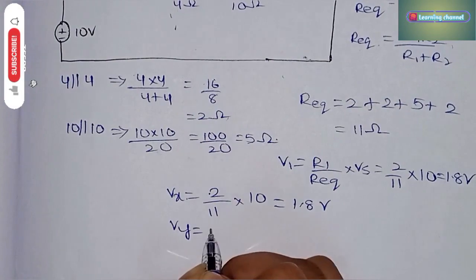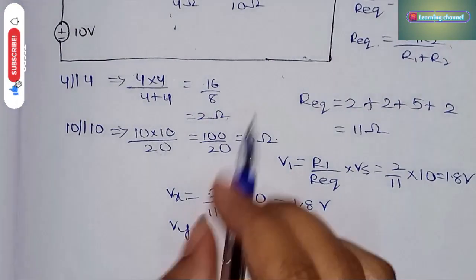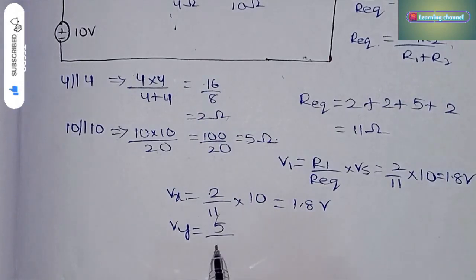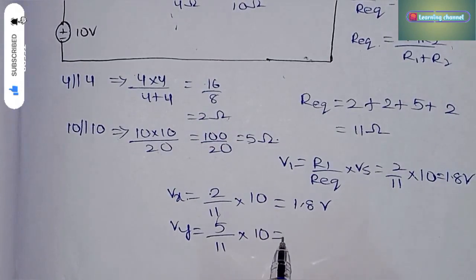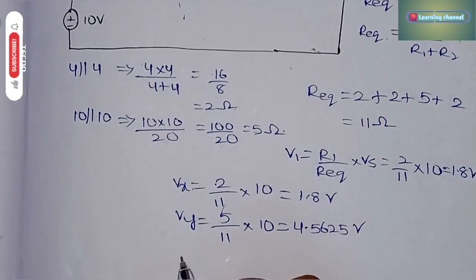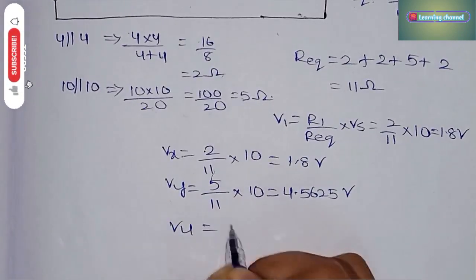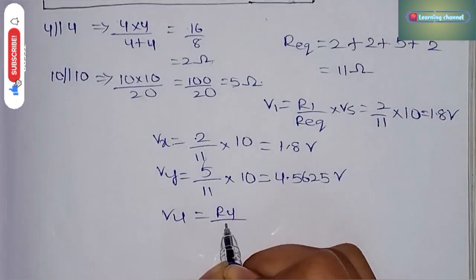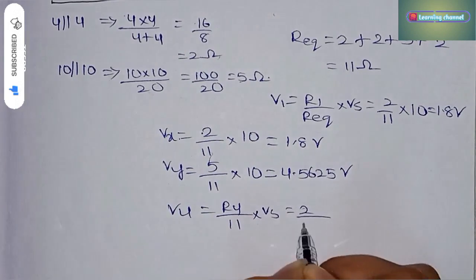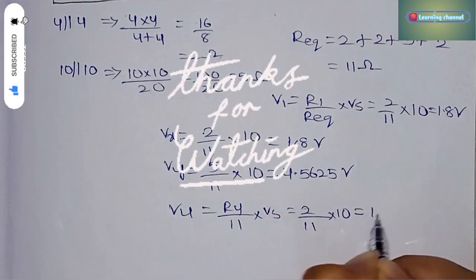The Vx value, the voltage across Vx, has resistance 2, so 2 by 11 into 10, that is equal to 1.8 volts. And the Vy value is 5 by the total resistance 11 into 10, that is equal to 4.5625 volts. And the V4 value is equal to R4 by 11 into Vs. So R4 value is 2 by 11 into 10, that is equal to 1.8 volts.